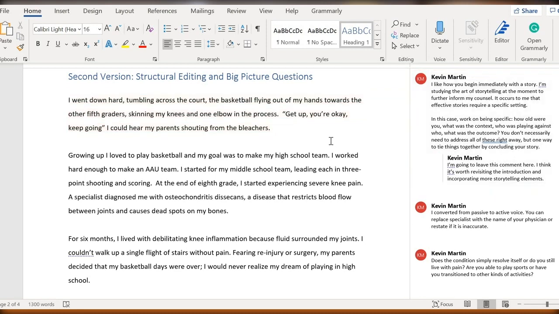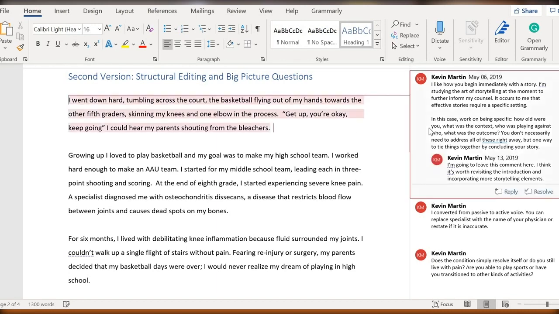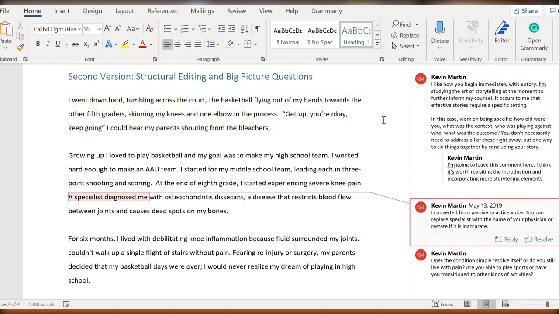So the first suggestion I give here, and I think it's sound advice for all applicants, especially for an essay that prompts you to tell us your story, is I note that it's a great job that he's begun immediately with the story, but it feels a little bit underdeveloped. And so I ask a few contextual questions like, how old were you? What was the context? Who was playing against who? What was the outcome?